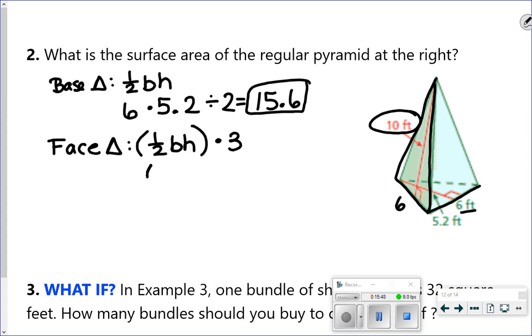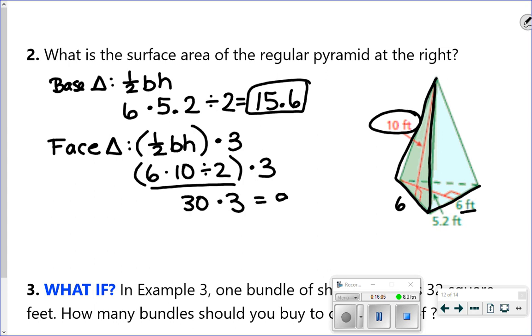So I'm going to do 6 for my base times 10 for my height, divided by 2 because it's a triangle, and then times 3 because there are 3 of that size triangle. 6 times 10, that's 60, divided by 2, that's 30. And then 30 times 3, that's going to be 90. That's the area of my face triangles.